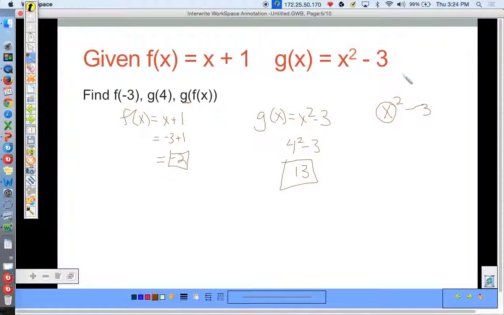Sorry about that, guys. So we can replace our x with x plus 1, squared, minus 3. And there is our composition.